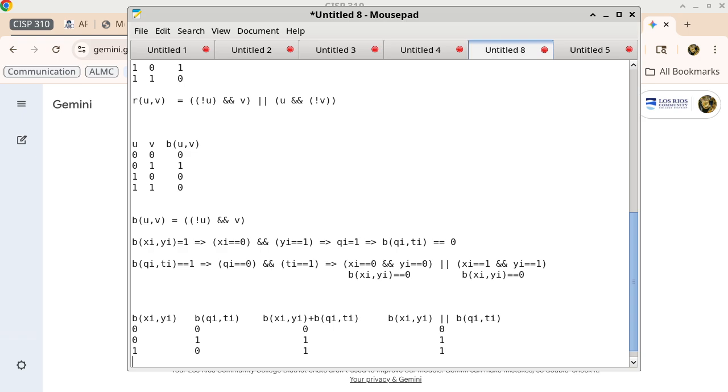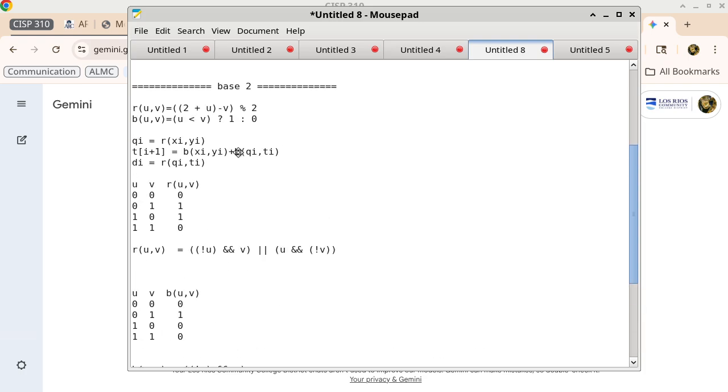So without the last row, you look at each column, this one versus this one, and now they're exactly the same. Which means now I can go back to the definition of t of i plus one and change this plus and say, oh, we don't need a plus here. We can replace it with an OR.